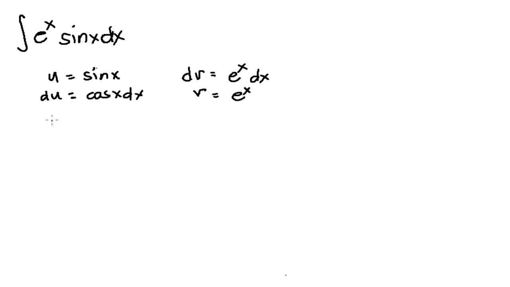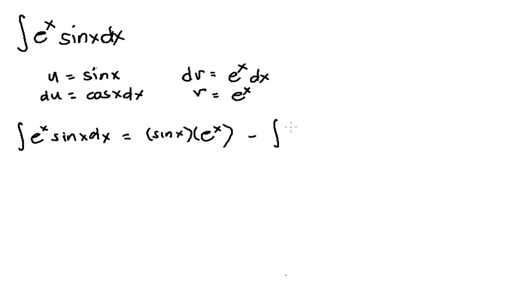So from here, according to our formula, the integral of e to the x sine x dx is equal to u, which is sine x, times v, e to the x, minus the integral of v du, which is e to the x cosine x dx.